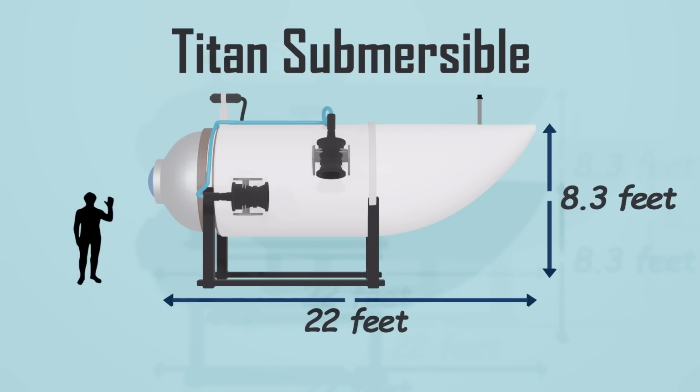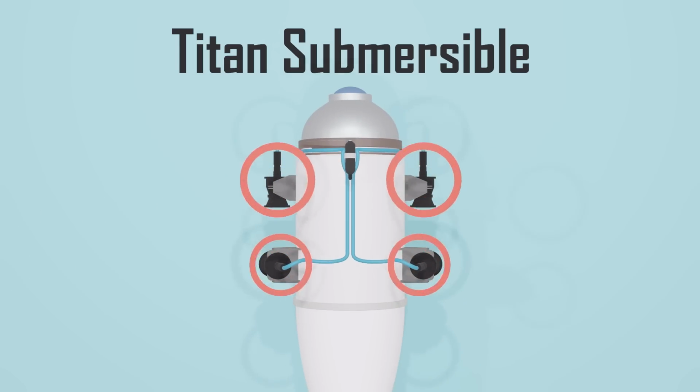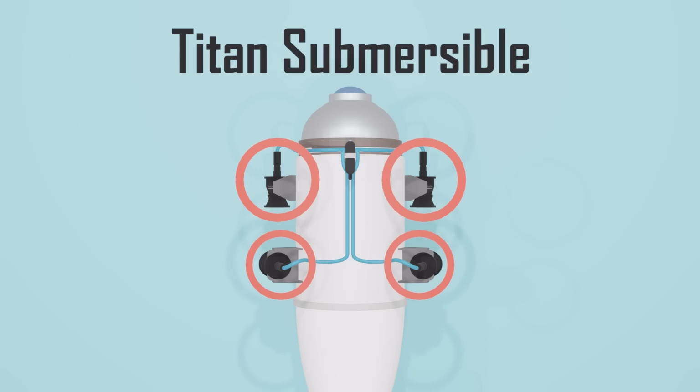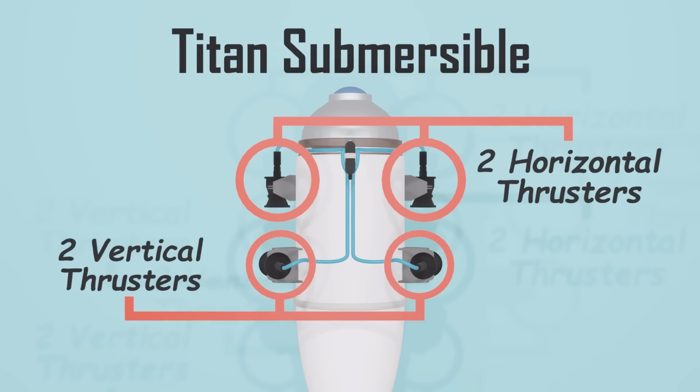Measuring 22 feet in length and with a total height of approximately 8.3 feet, the Titan was a marvel of engineering. The Titan submersible was equipped with a sophisticated propulsion system consisting of 4 electric thrusters. 2 of these thrusters were dedicated to horizontal maneuverability, allowing the submersible to move laterally and navigate through the complex underwater terrain. The other 2 thrusters were utilized for vertical movement, enabling the Titan to ascend and descend in the water column with precision and control.